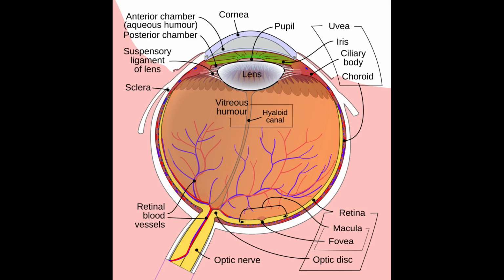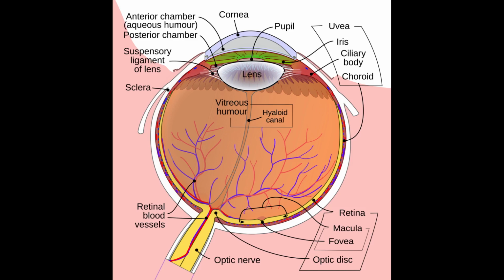Now, I've already said what the retina is. It's just a layer of light-sensitive tissue that lines the inner surface of the eye. The retina contains the photoreceptor cells that actually transduce incident photons into electrical signals. Transduce just basically means transform. Incident just means the photons are falling onto the photoreceptor cells on the retina.